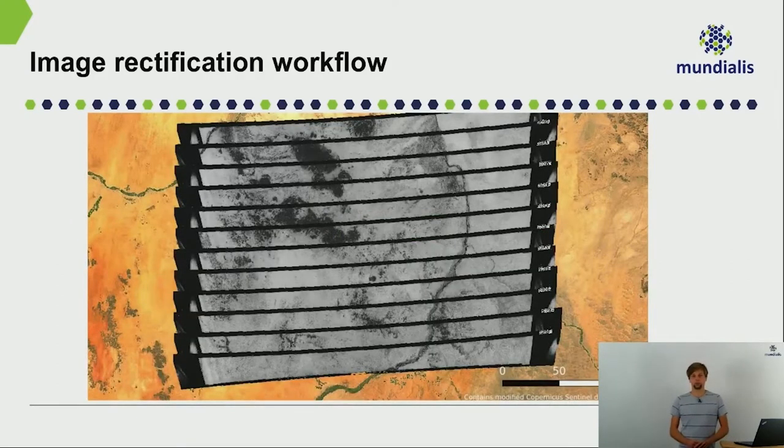This is then how it looks if you do it for an entire strip of scenes. This is the Nile Valley in Sudan, which is also very interesting from an archaeological point of view. And using multiple scenes, you can also use the overlap of individual scenes to identify ground control points that are visible in each scene pair in order to avoid double work.